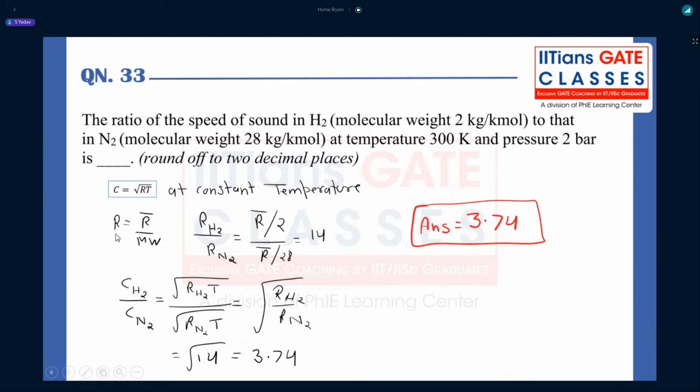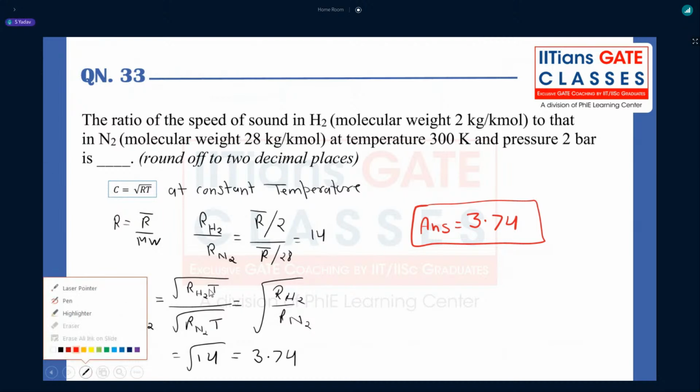So the gas constant R is given by the universal gas constant R bar divided by the molecular weight of the gas. So finally we are looking at the unknown, which is the ratio of R of hydrogen by R of nitrogen. R of hydrogen is nothing but R bar by 2 because the molecular weight 2 is given. Similarly, R of nitrogen is R bar by 28. So that turned out to be 14. And in the formula for speed of sound, you just divide hydrogen by nitrogen. R is the only variable which is going to change here. T gets cancelled out.